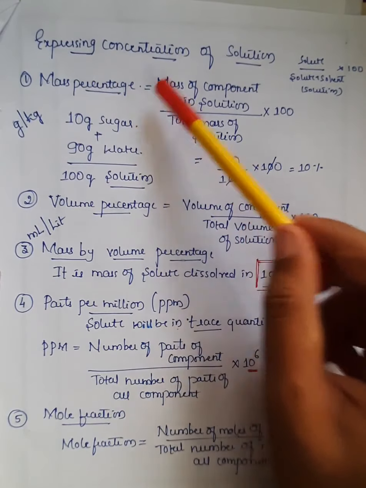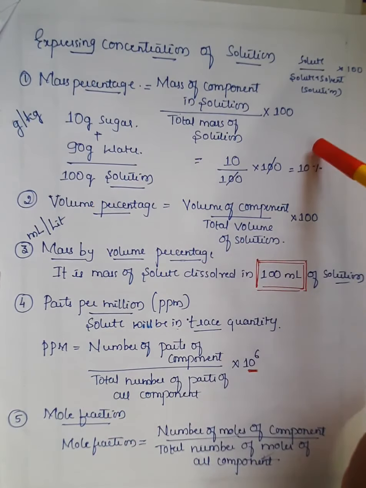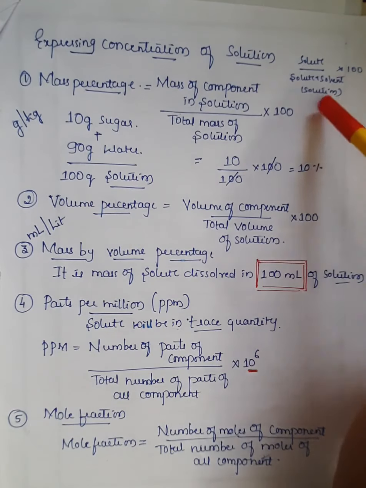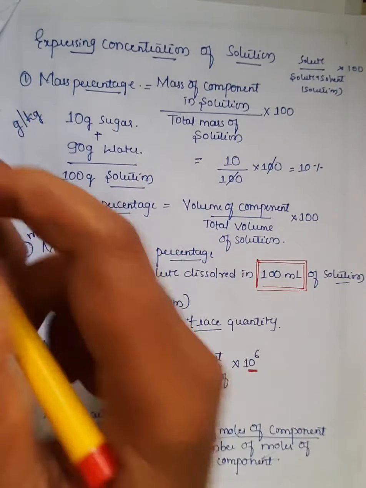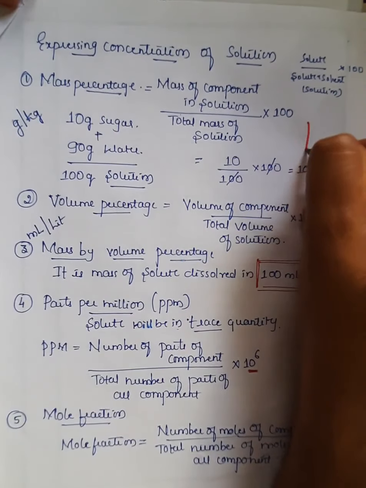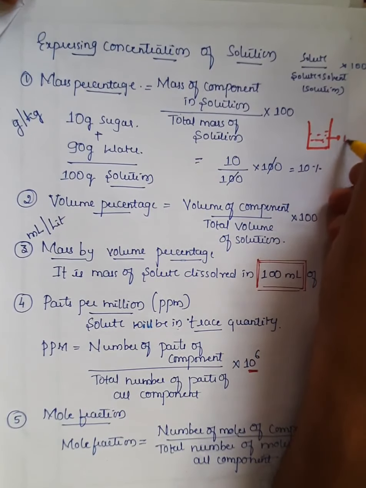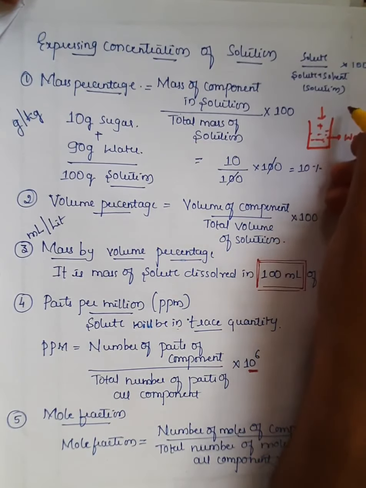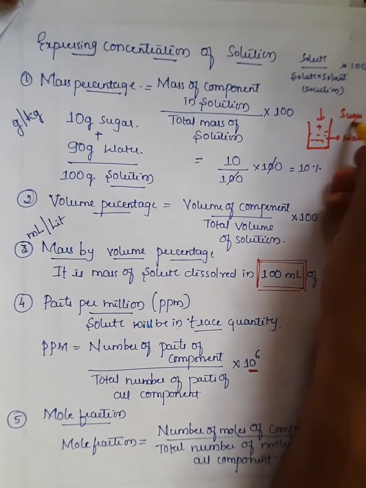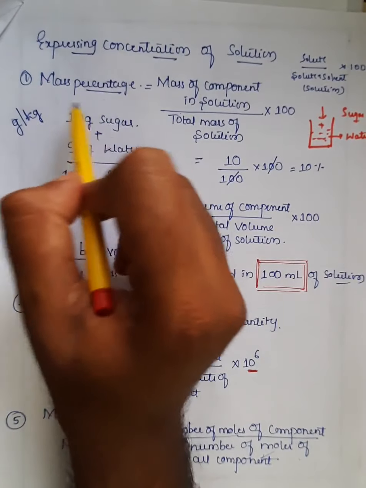For example, in a beaker, if I take 90 grams of water and 10 grams of sugar, the total will be 100 grams of solution, right? So this is 90 grams of water, and to this I will add 10 grams of sugar.